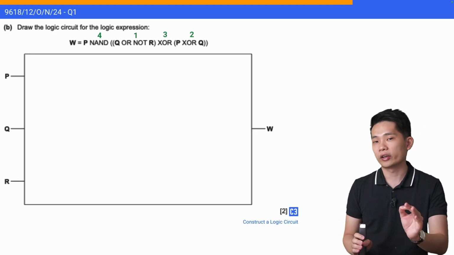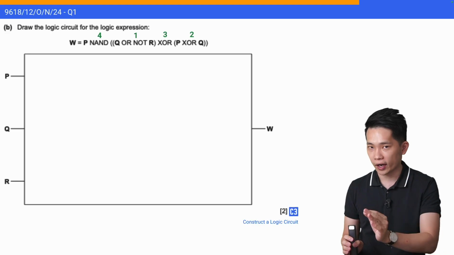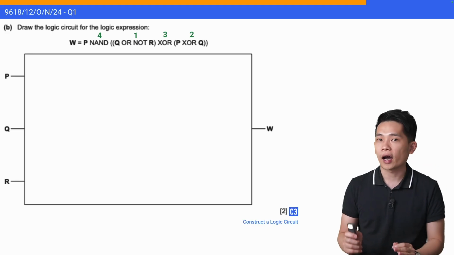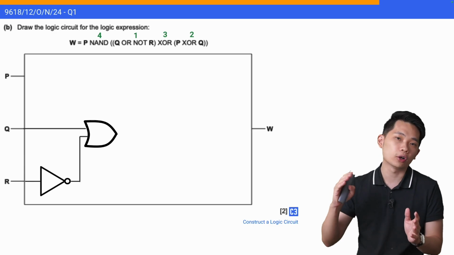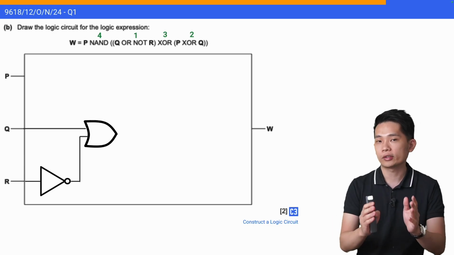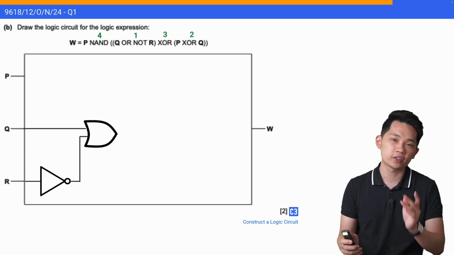Let's start with number 1 here, which is Q OR NOT R. So we'll just draw like this. R goes through a NOT gate and then to an OR gate here. Q will feed directly to the OR gate here. Next will be P XOR Q here, resulting in this drawing here.